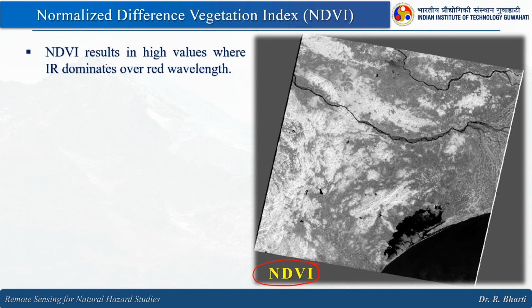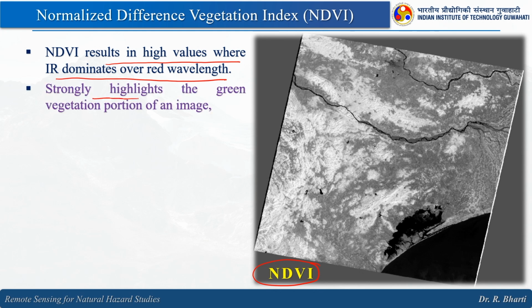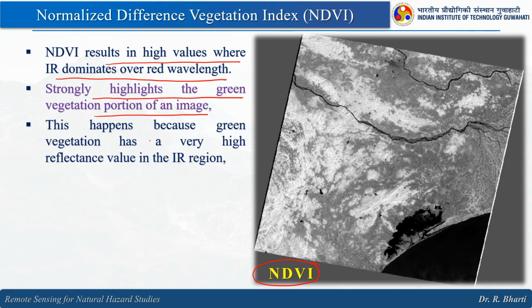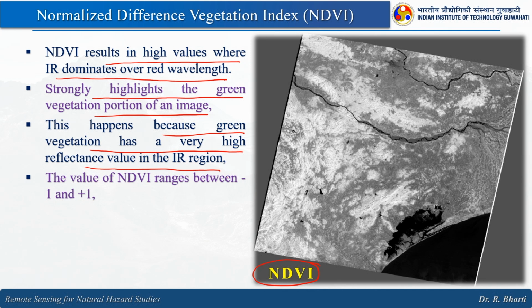So, the NDVI results in high values where IR dominates over red wavelength, right. The normalized difference vegetation index strongly highlights the green vegetation portion of the image. This happens because green vegetation has a very high reflectance value in the IR region. The value of NDVI ranges between -1 to +1. So, this is a ratio which ranges between -1 to +1. This is the value range, right.